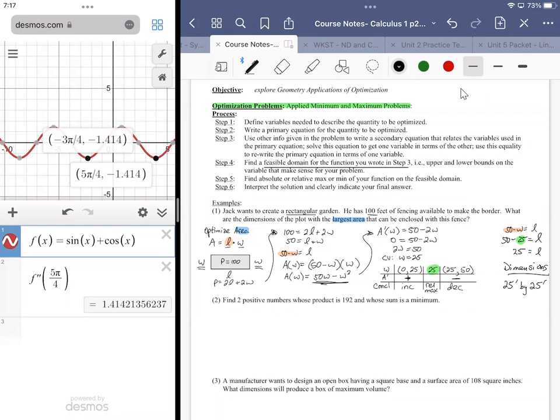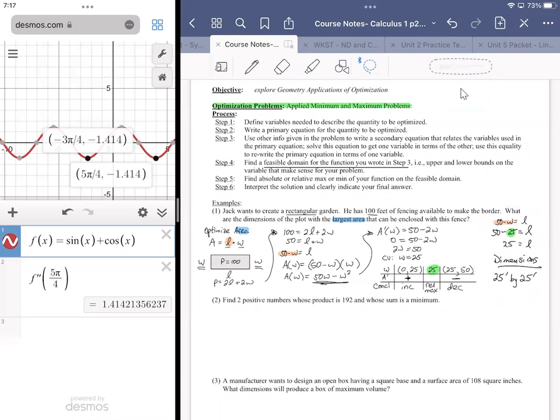Again, what are the dimensions of the plot with the largest area that can be enclosed with this fence? It didn't say what would be the area, but if you wanted to figure out the area now, the length and width, that would be easy enough. It's 625 square feet. You just multiply. All right. But it's not terrible.